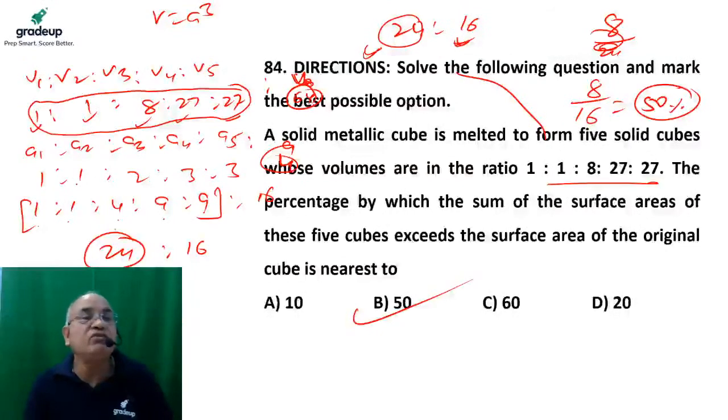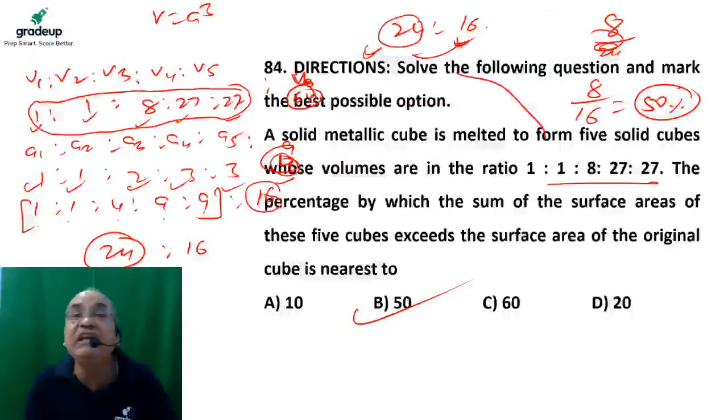Now, as we know, the total surface area is 6a square for each cube. I am talking about a1 square, a2 square, a3 square, and so on. So 6 would be common, and while taking the ratio, 6 will get struck out easily. So we have to take the square of each side, and the sum of the squares of all these is 24, and the square of the original cube's side is 16. So surface areas are in the ratio of 24 is to 16. It exceeds by 8 as compared to the original, which is 50% more than that. Okay, very easy question. Move to the next.